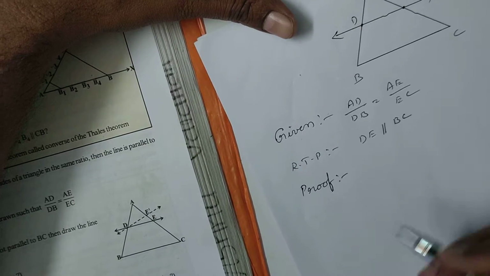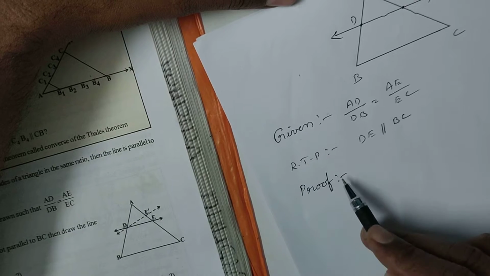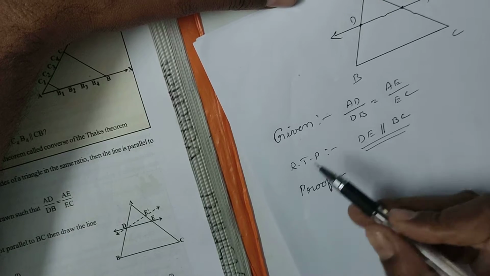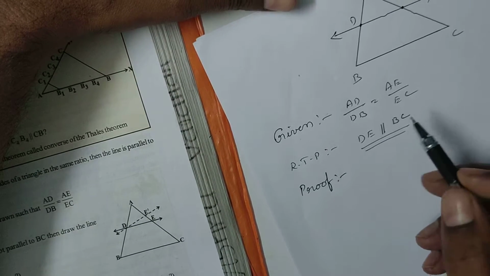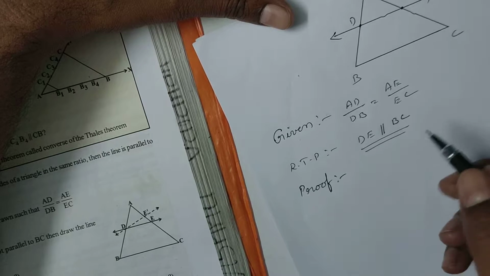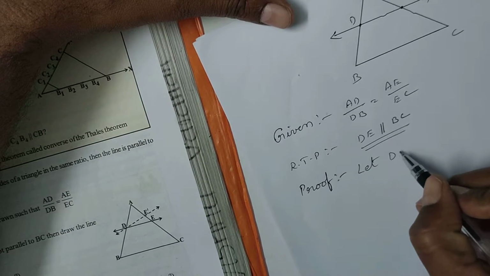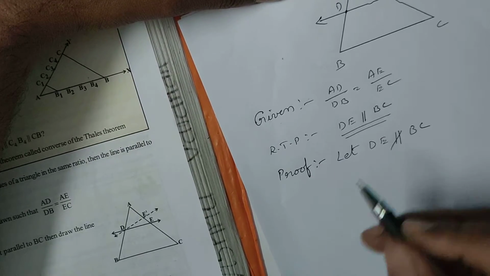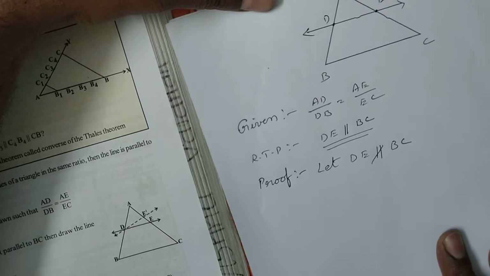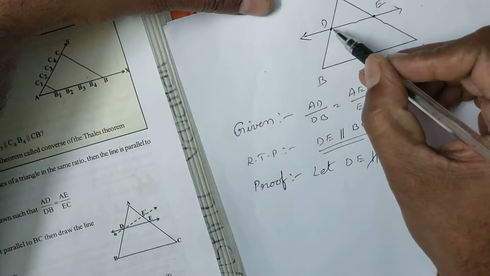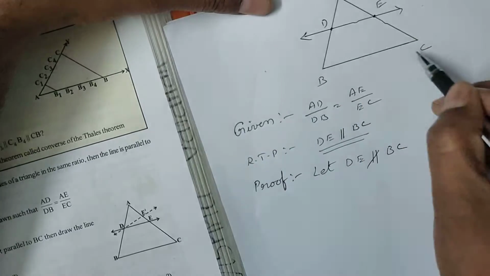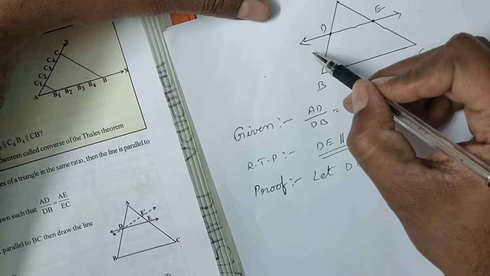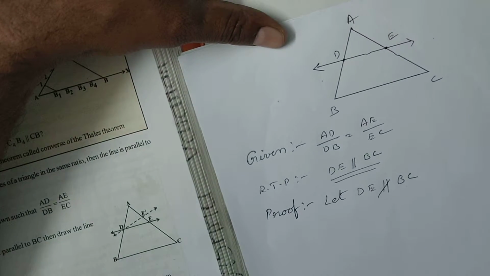Now we have to continue with the same method. In the indirect method of proof, for what you have to prove, you assume the opposite. What you have to prove is DE is parallel to BC. For this, the opposite is DE is not parallel to BC. So let DE is not parallel to BC. If DE is not parallel to BC, through D you can draw one line which is parallel to BC. So I am drawing here through D one line DE dash. I will draw it using a scale.